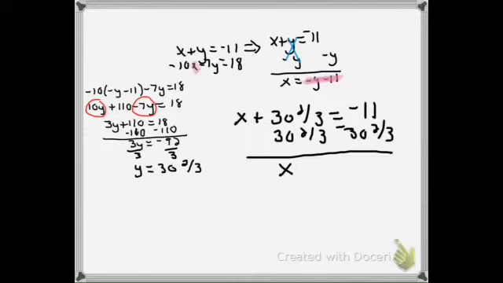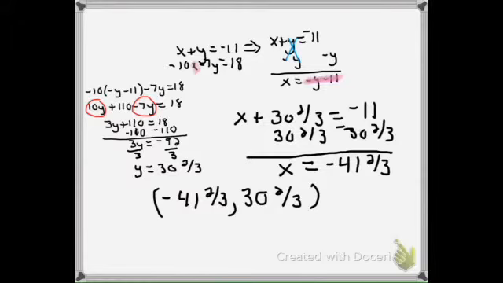And that's going to give me x equals negative 41 and 2/3. So my ordered pair is 30 and 2/3, comma, whoops, no it's not, because that's the y and I need the x first. It'll be negative 41 and 2/3, comma, 30 and 2/3.